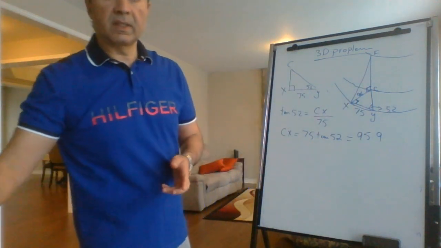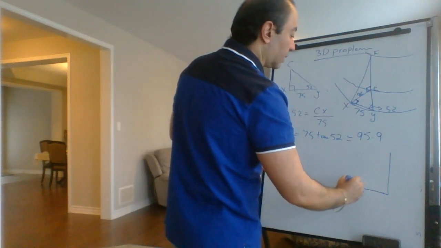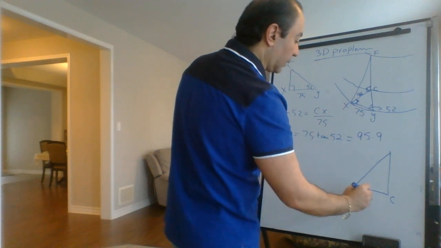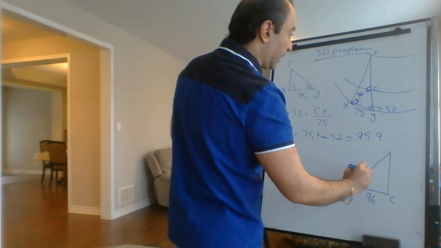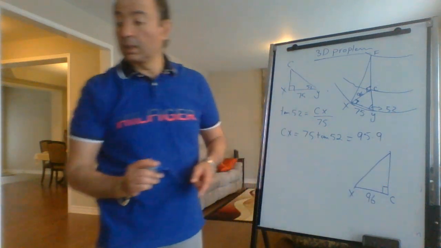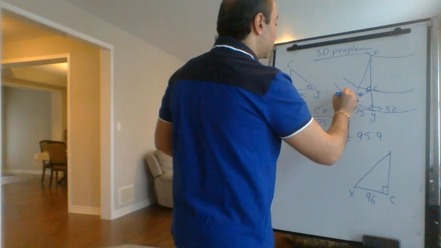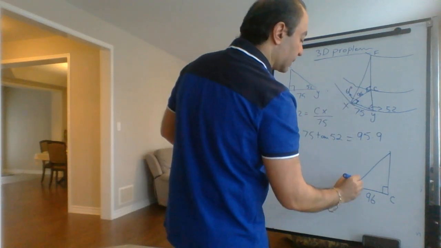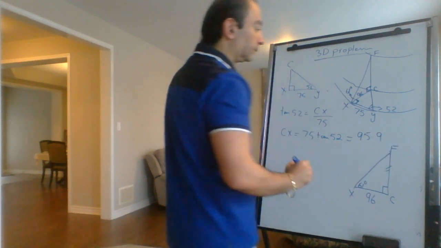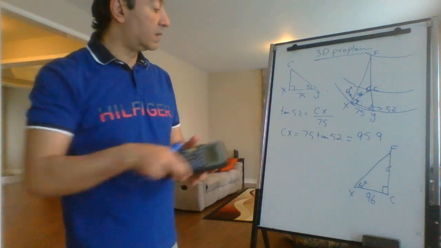Now in this, I want to find this one, so I can draw this triangle. I have here XC, which I found, that's 96. I have here a 90 degree angle, and the angle of elevation here is 61 degrees. So I can find CF. The angle of elevation from here to here is 61.